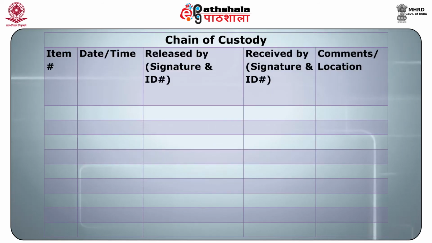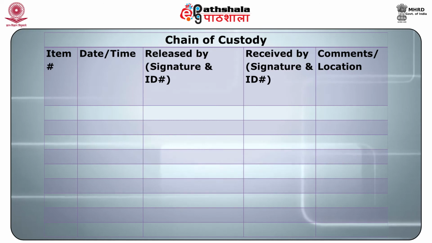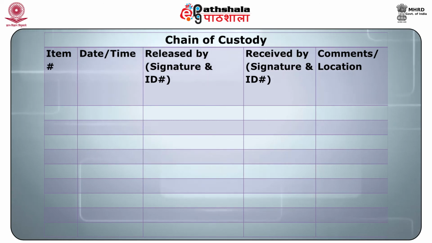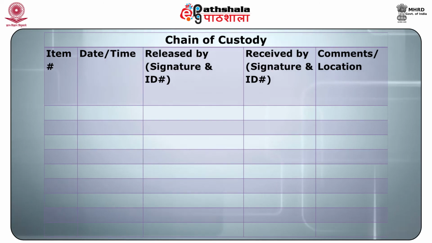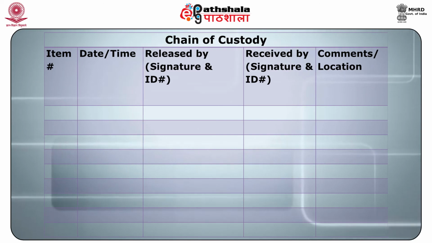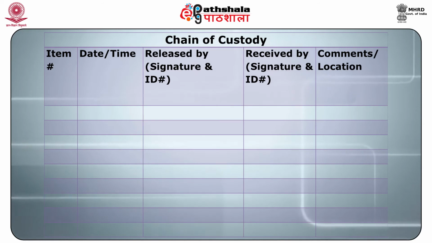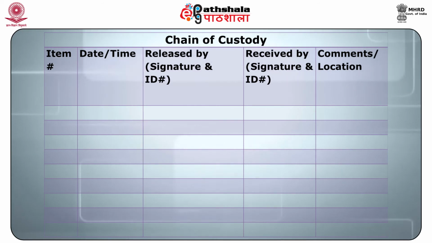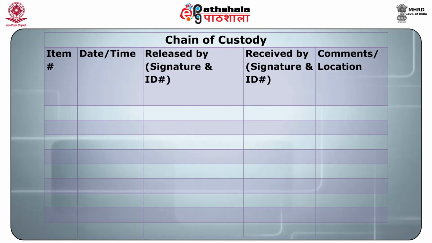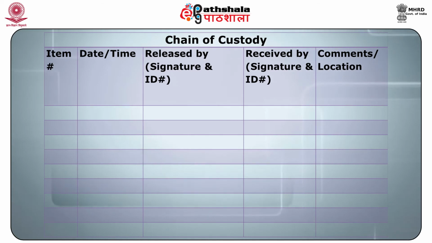Now there is a form of chain of custody. In this you can see the first block is of item, the second is of date or time, the third block is released by. In this you can see the signature or ID of that person. Now the next block is received by. In this you can see the signature and ID of that person, and the next block is the comments and the location from where it was received.